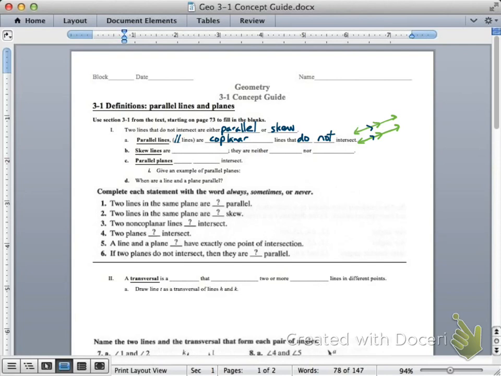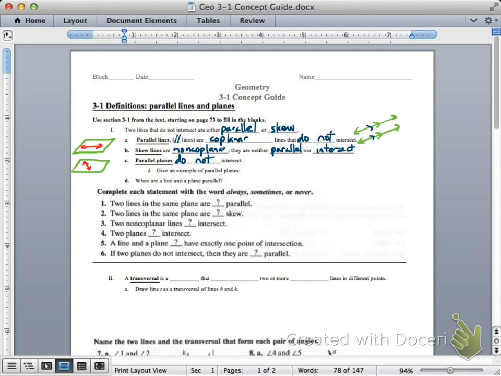What are skew lines? Skew lines are non-coplanar. They are neither parallel nor do they intersect. So if we have two parallel planes here, these lines will not intersect and they are absolutely not parallel. That also is my picture of parallel planes. Parallel planes, of course, are planes that don't intersect.